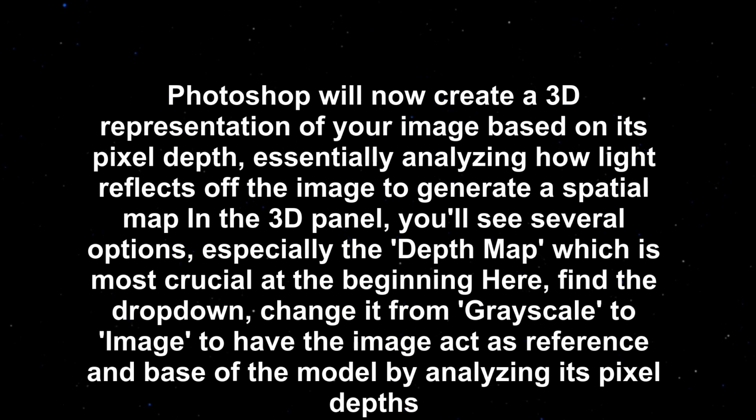You'll see several options, especially the depth map, which is most crucial at the beginning here. Find the drop-down. Change it from grayscale to image to have the image act as reference and base of the model by analyzing its pixel depths.